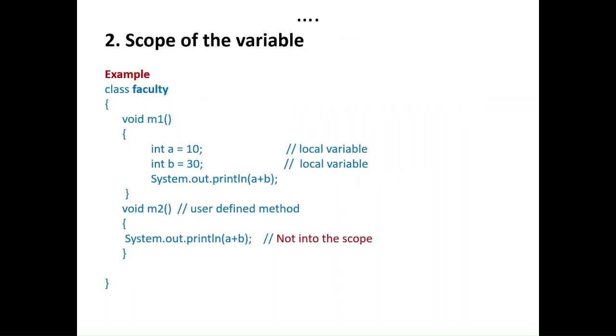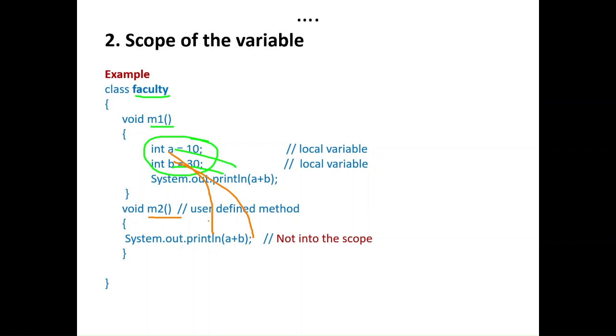Now the scope of the variable. For example, here you have a class named faculty; any name you can give, I'm just giving an example. I'm creating a method whose name is m1. Inside the method, I declare two variables and access the two variables. So these two variables are local variables, declared inside a method and accessed inside the method. Suppose I try to access the same variable in some other method, this is another method.